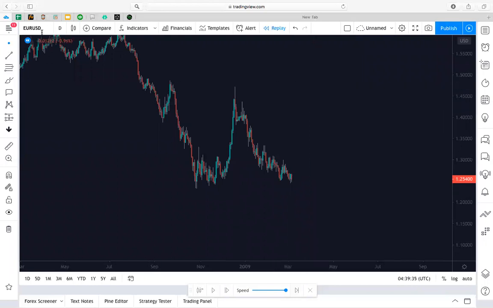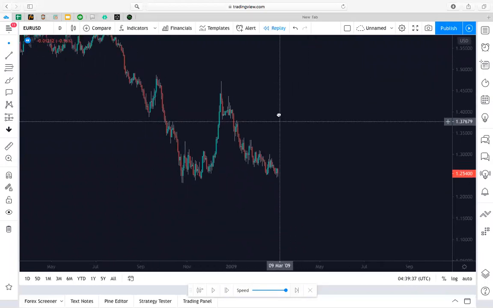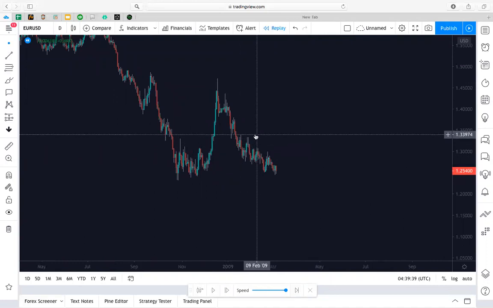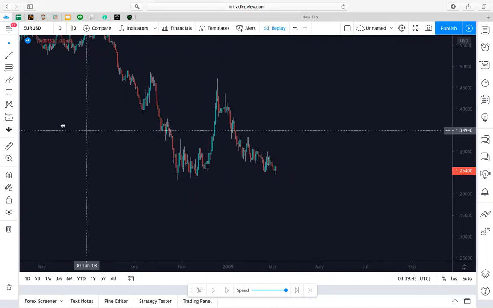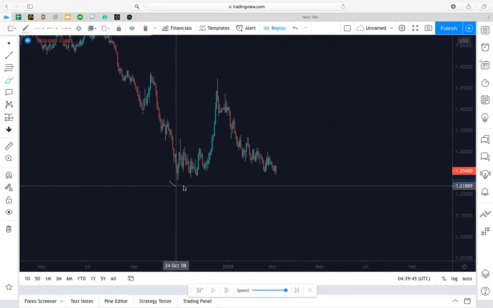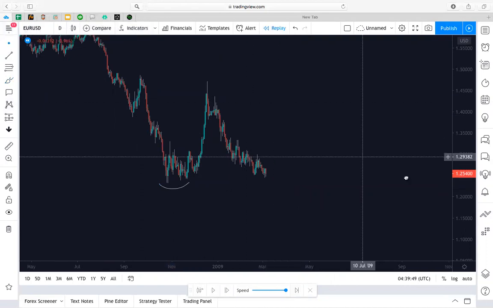We're on Euro USD on the daily time frame. So let's go ahead and look at price action right here. We can see a double bottom zone is being approached right here. So this is our double bottom zone. I can go ahead and mark this off. Price is approaching this double bottom zone, so we're going to be looking at this zone for possible long positions.